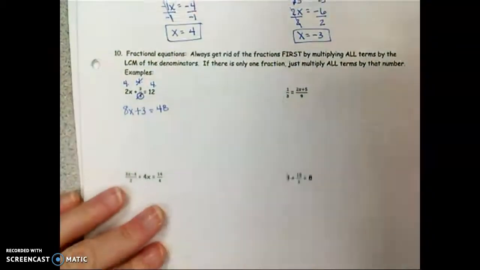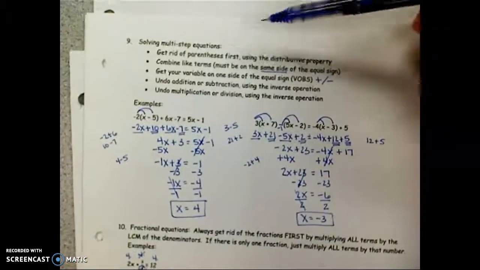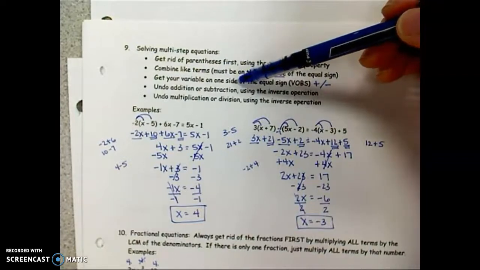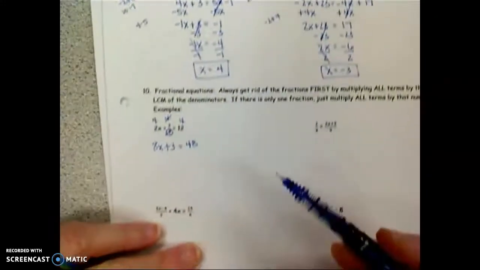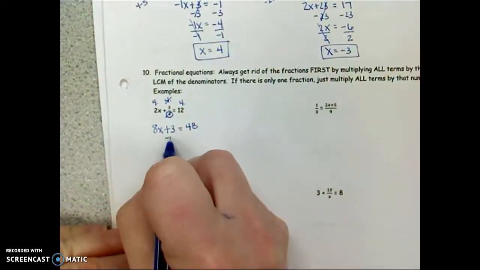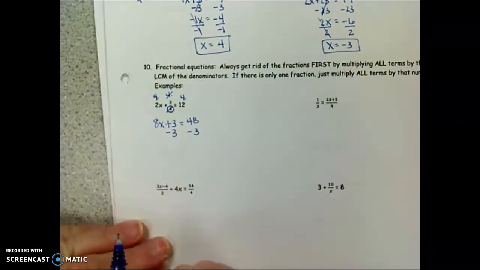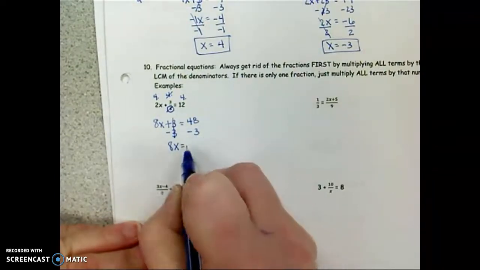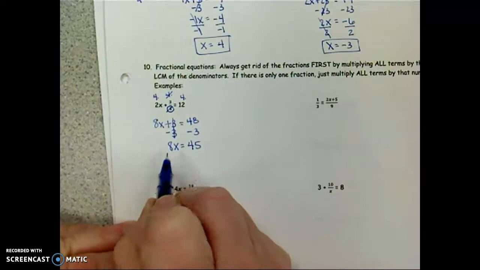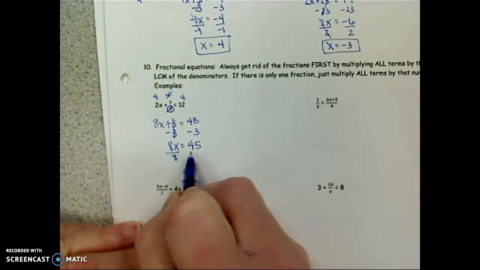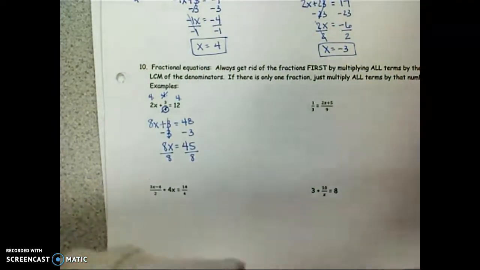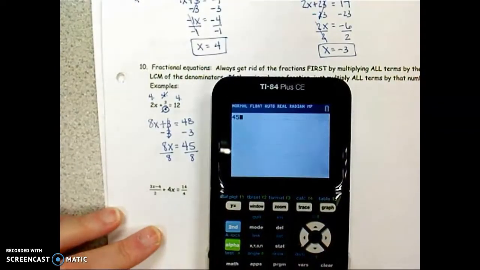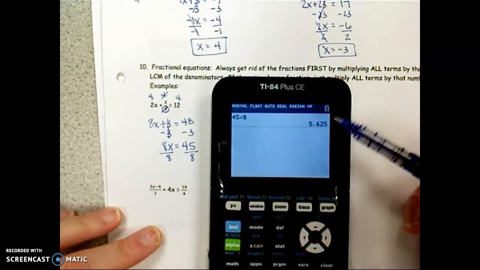So now we're still following the same steps up here. It's just we don't have any parentheses, we don't have any like terms, and we don't have variables on both sides. It's just a two-step equation. So we're going to undo the addition of 3 by subtracting 3 on both sides. And we get 8x equals 48 minus 3 is 45. Then we undo the multiplication by dividing. We're going to divide both sides by 8. Now when you divide 45 by 8, you get a decimal.